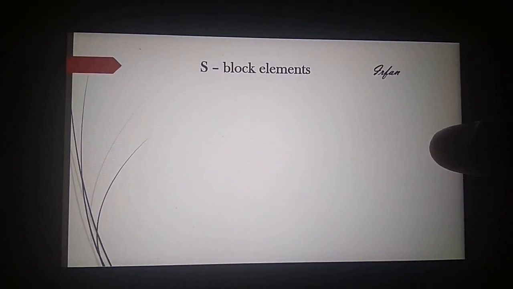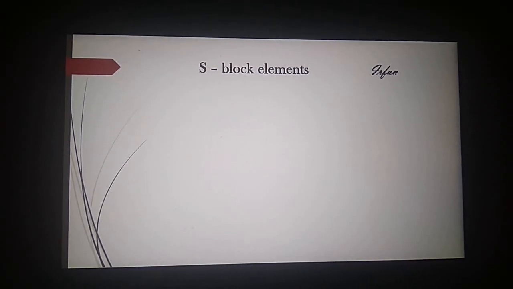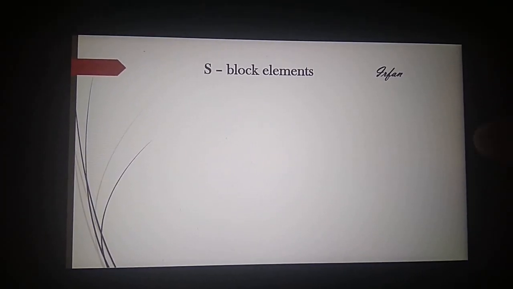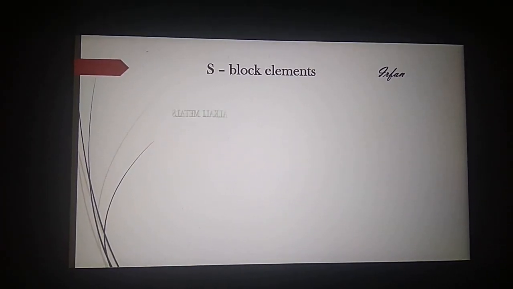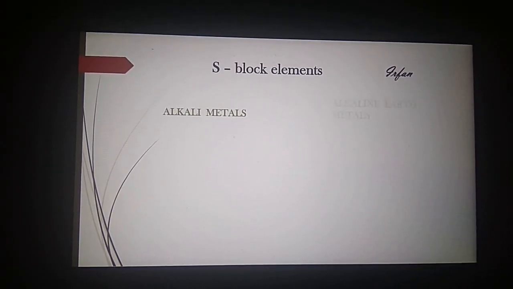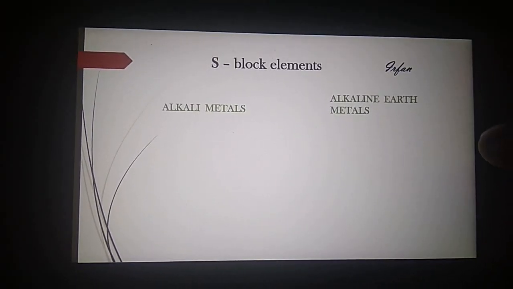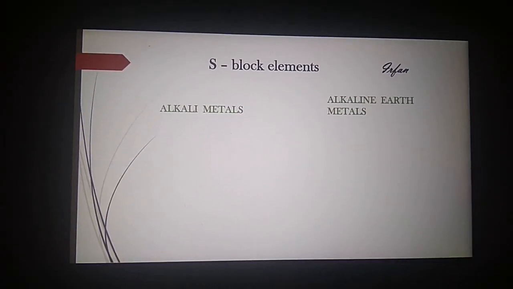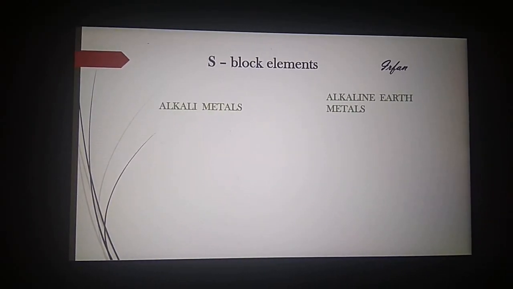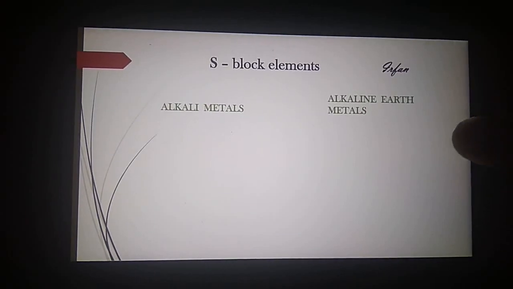The S-block elements have been classified into 2 groups. They are alkali metals and alkaline earth metals. And let us try to know which elements belong to alkali metals.